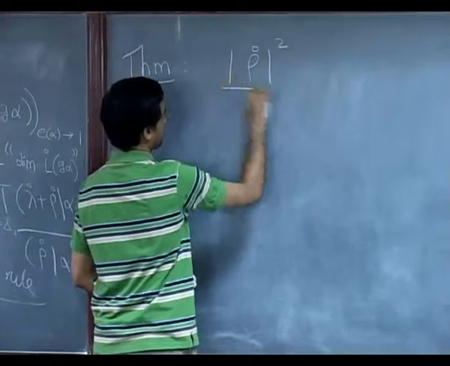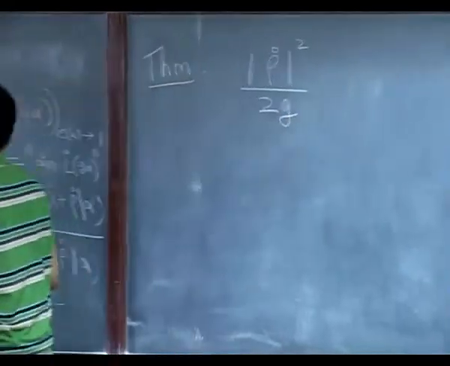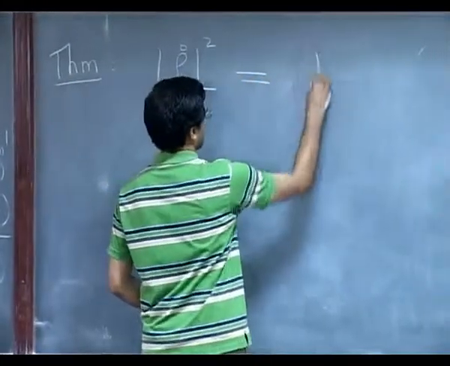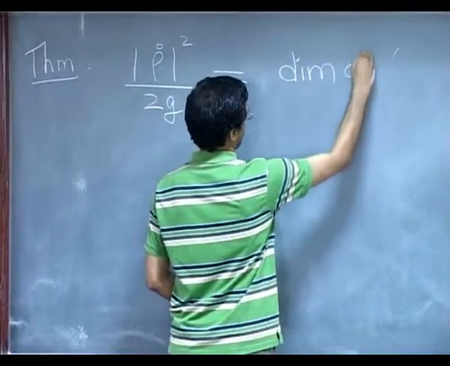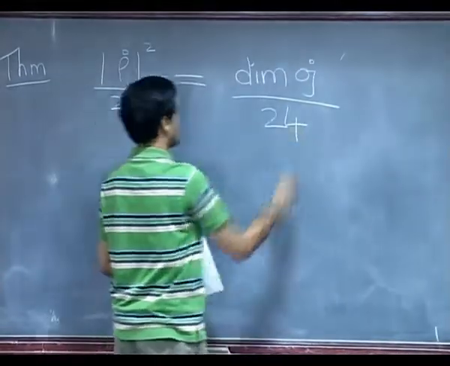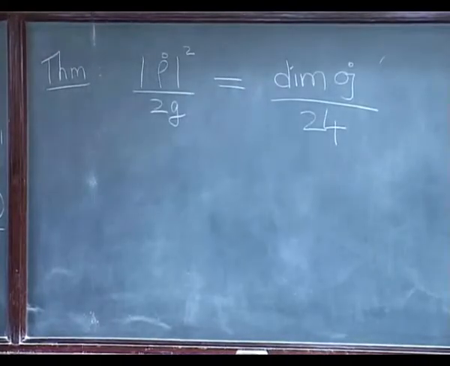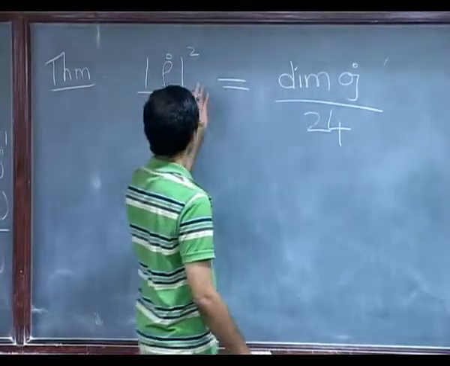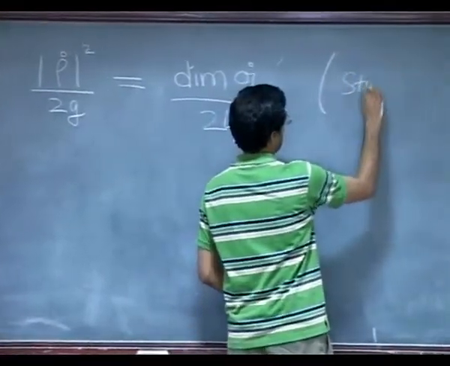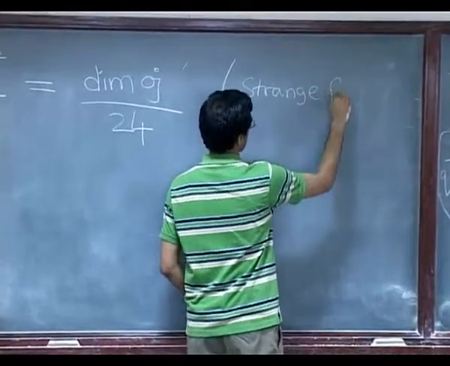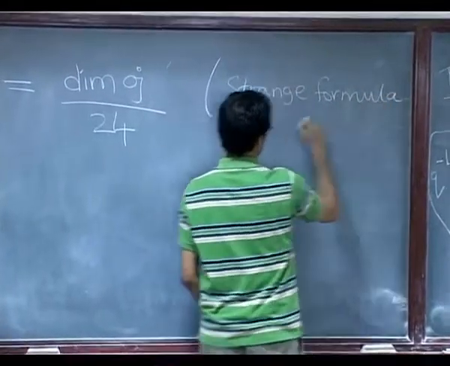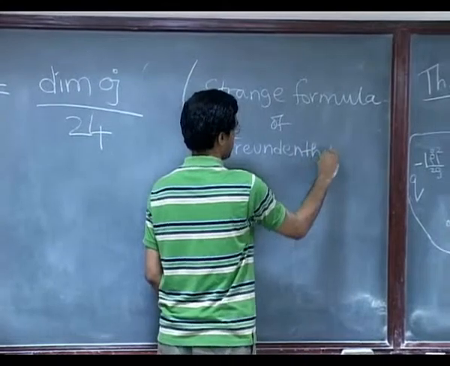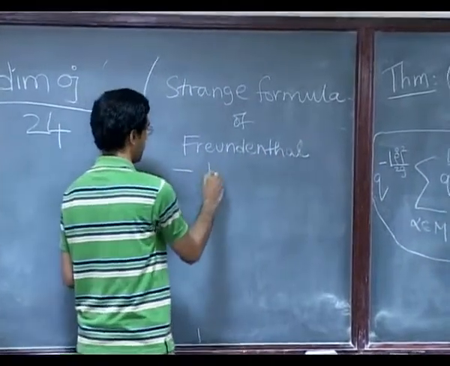we actually know what that number is. Okay, so this power of q which appears here turns out to be this. Okay, 24 again, but this is what's called the strange formula of Freudenthal. This is the same Freudenthal whose formula we had seen before, and de Vries.